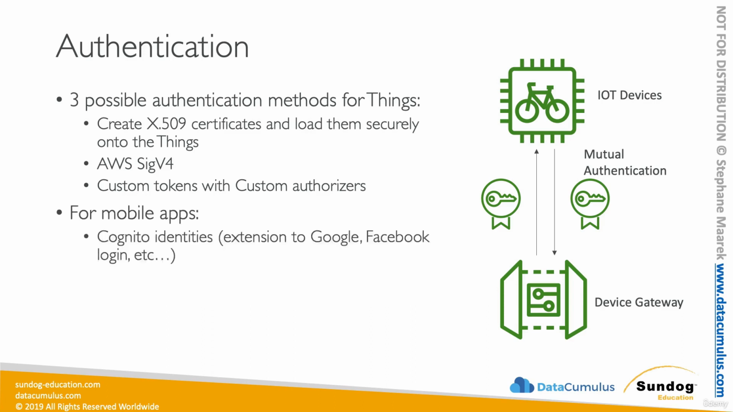If you have a mobile app, you can use Cognito Identity, and if you have web, desktop, or CLI things, you could use IAM or federated identities. Basically, the last two are AWS standard. The first one is that you load your certificate that you've created on the AWS cloud directly onto the IoT device, and they will have a mutual authentication with the device gateway.